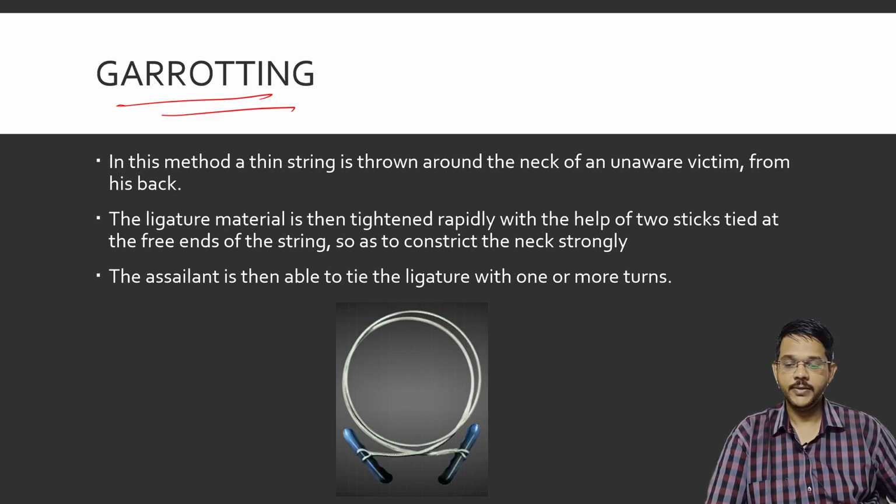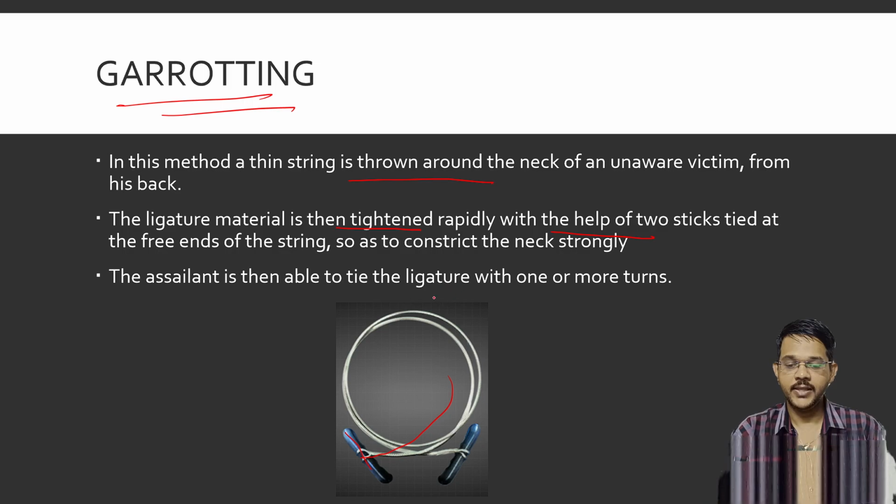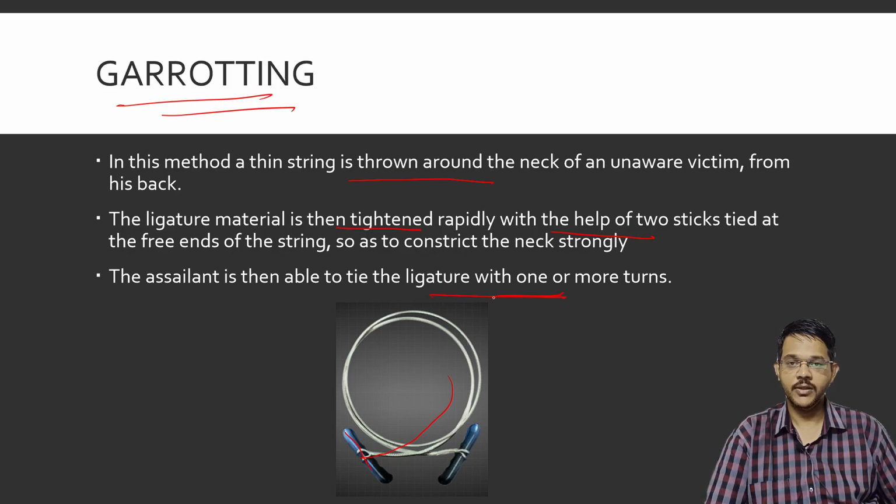Now coming to garroting. In this method, a thin string is thrown around the neck of an unaware victim from behind. The ligature material is then tightened rapidly with the help of two sticks. So garrot is a method which consists of a stick with a thread. This is thrown from behind the neck of the unaware victim, and the loop is tightened, squeezed, constricted suddenly or strongly. The assailant is then able to tie the ligature with one or more turns. So based on the number of turns, he may compress the neck.